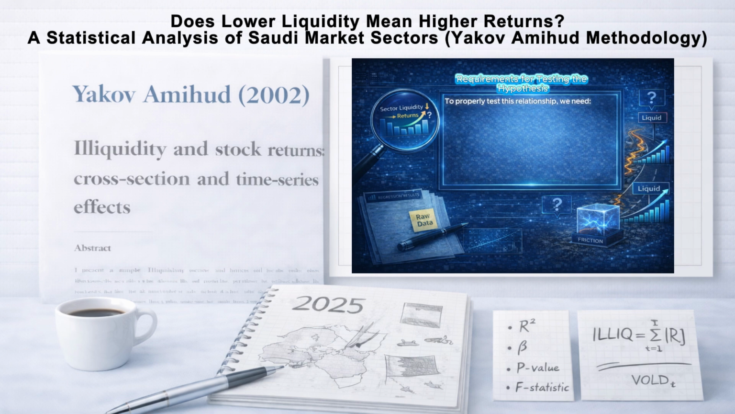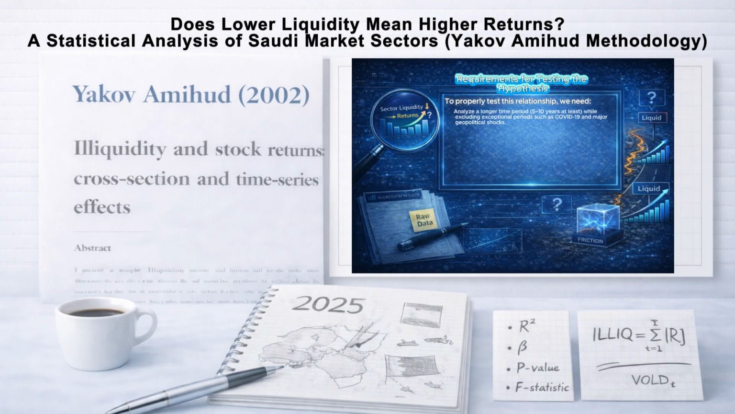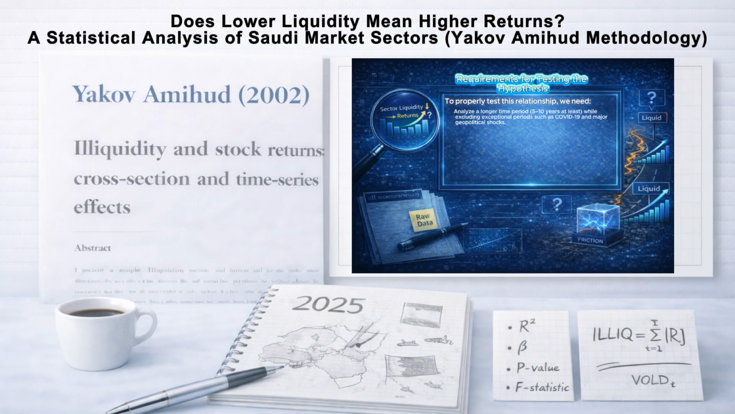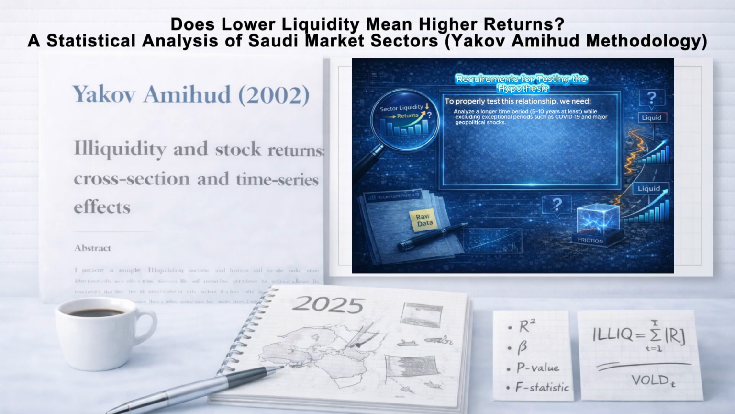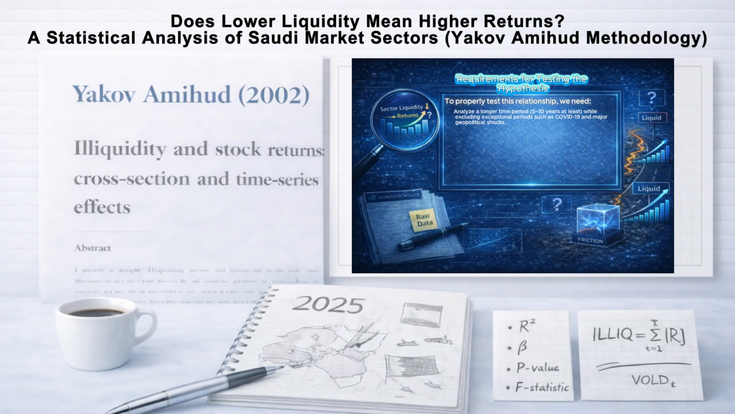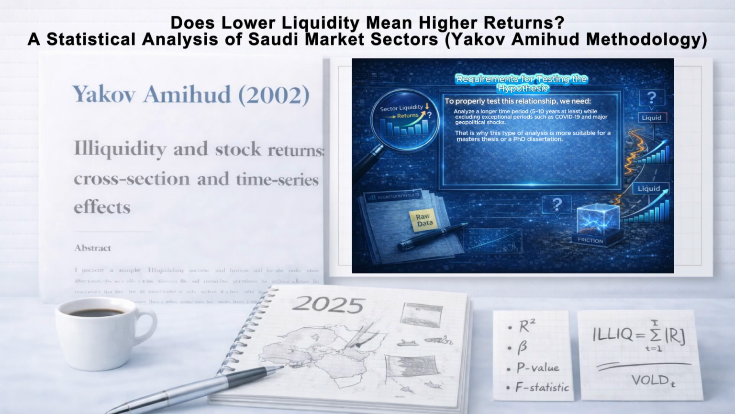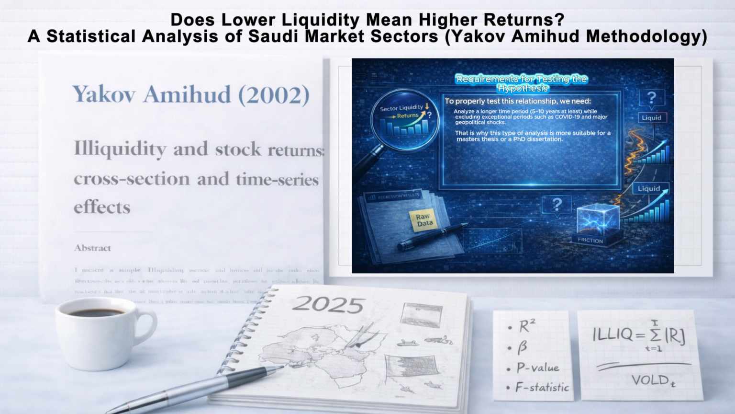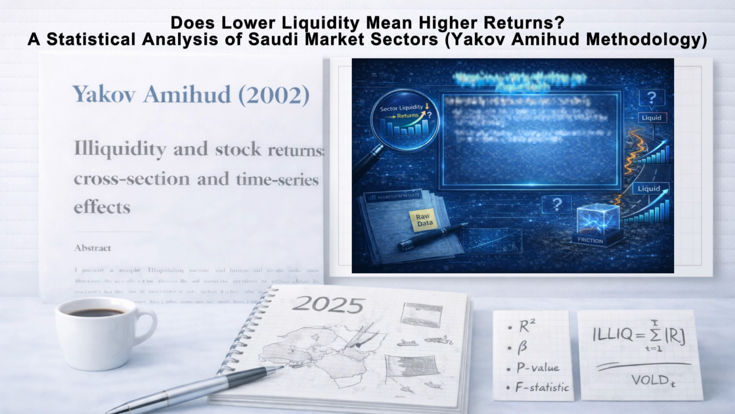To examine this relationship in a scientifically sound way, we need a long time period, at least 5 to 10 years, and we also need to exclude exceptional periods such as the COVID period and major geopolitical shock periods. This type of study requires a long time and a great deal of effort. That is why it's more suitable for a master's thesis or a PhD dissertation, not just a short-term analysis.